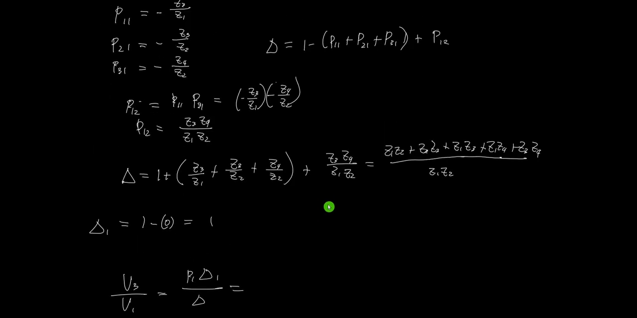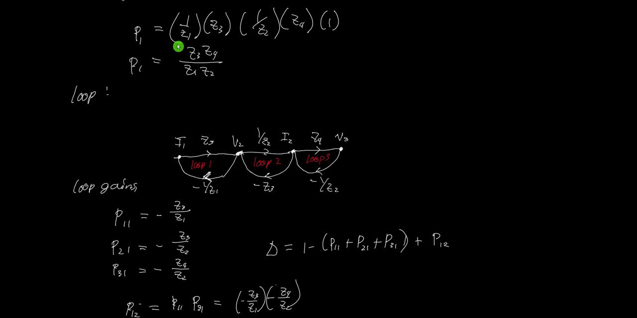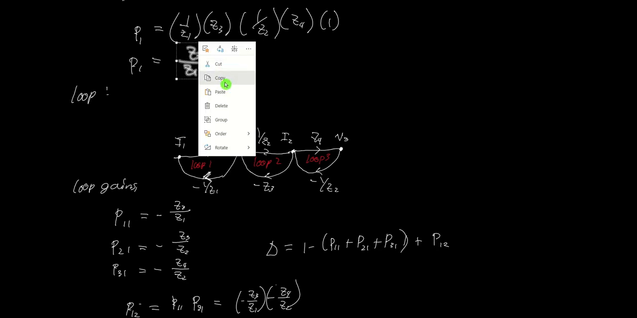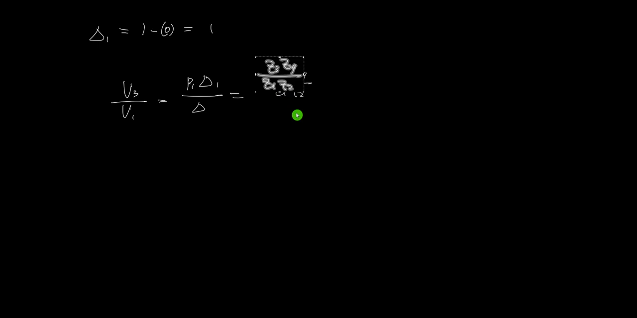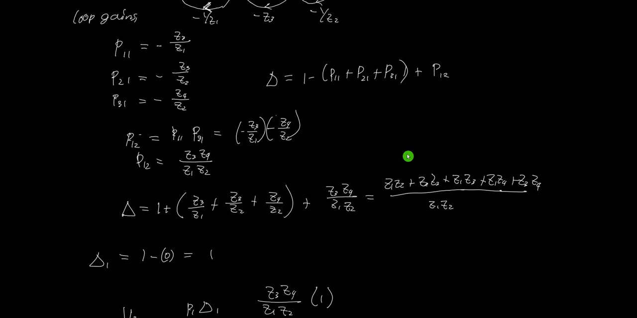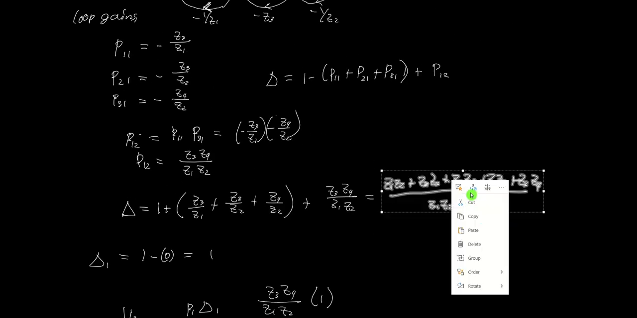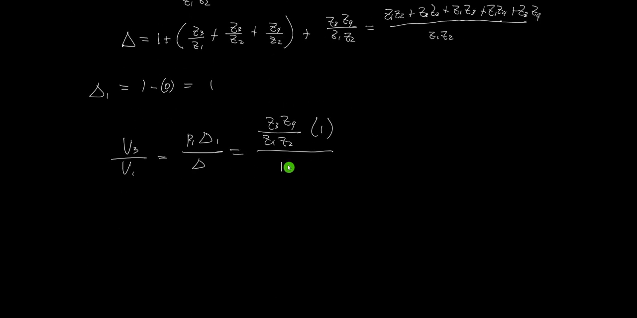P1 times delta 1. So I just copy P1. This is our P1 here. Paste it here. Then I copy delta 1, which is just equal to 1, so just multiply by 1 all over delta. Our delta is this. I copy this again and put it here.